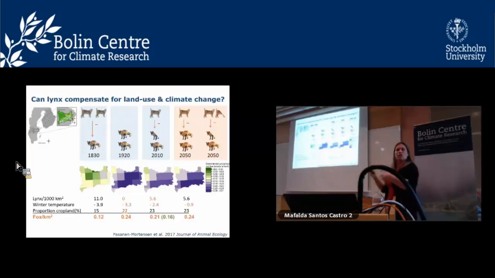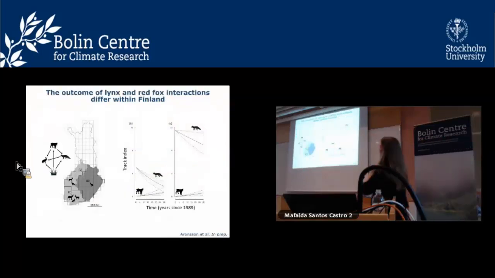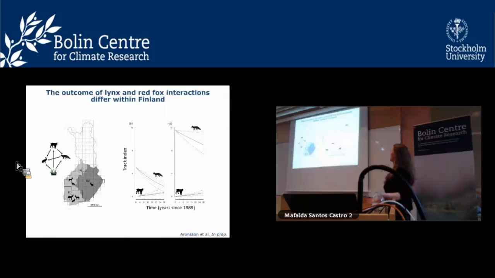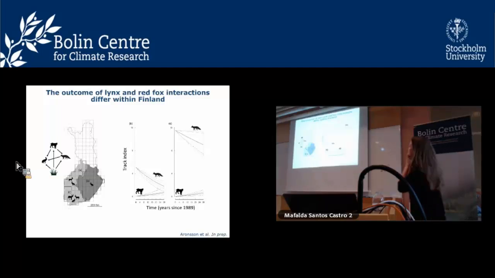That is, would lynx actually increase to that level and have such strong effects on red foxes if the landscape and climate changes? At present, we are looking more into details in Finland, where there is data since 1989 on lynx recolonization and fox abundance. What we see there, if we compare, for example, this area and this area, which differ a bit. This is a colder area with more homogeneous landscapes. This is a warmer landscape with more agriculture, more prey species for lynx.